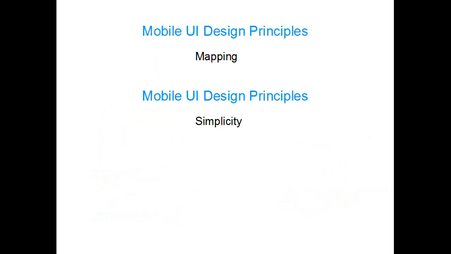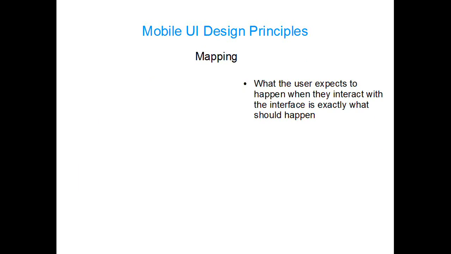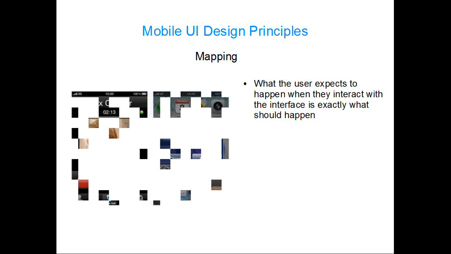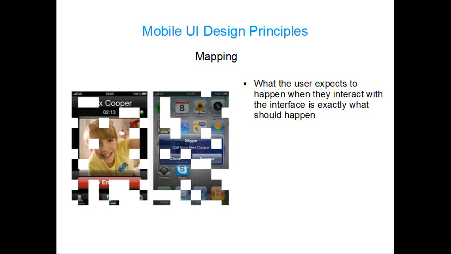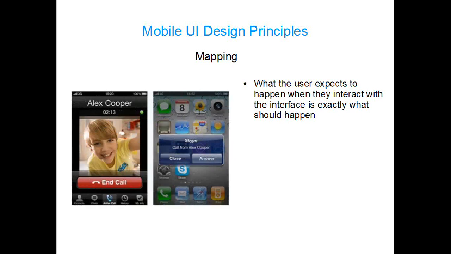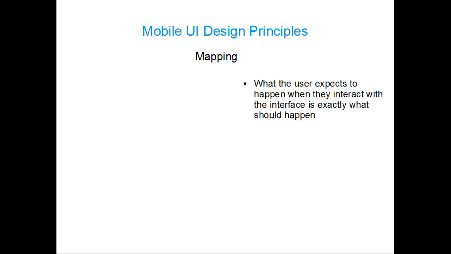Then mapping. What the user expects to happen when they interact with the interface is exactly what should happen. Sometimes I've seen some apps where there are a lot of mismatches and a lot of problems occur. Even if something is processing, we should get a message like uploading or processing, so that the user understands that something is happening at the back end, rather than just keeping the screen idle and blank, with the user wondering what exactly is happening. That again is important.